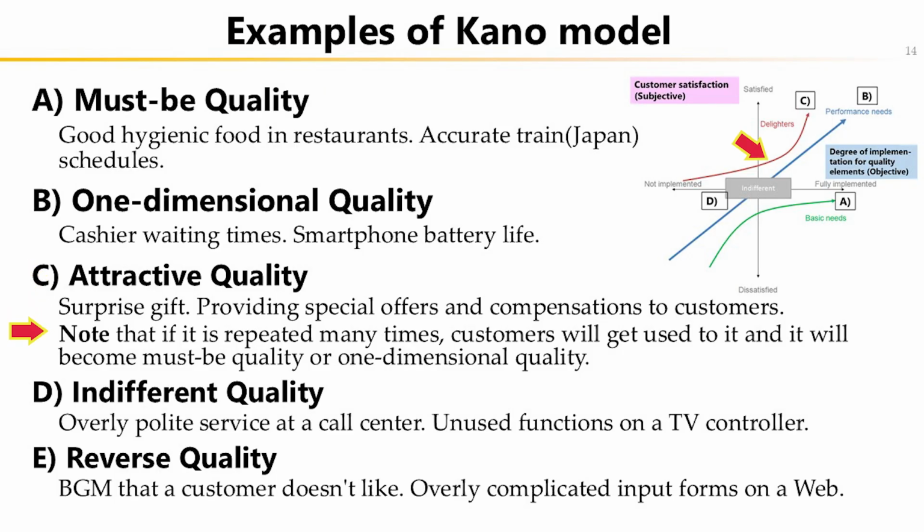Note that if it is repeated many times, customers will get used to it and it will become must-be quality or one-dimensional quality. Examples for indifferent quality are overly polite service at a call center, or unused functions on a TV controller, and so on. These services have the characteristics of the region D. Examples for reverse quality are BGM that a customer doesn't like, or overly complicated input forms on a web, and so on. These services could not be shown on the graph.